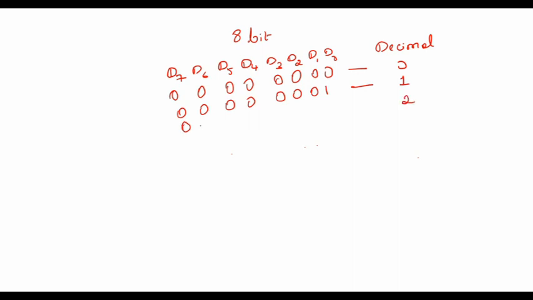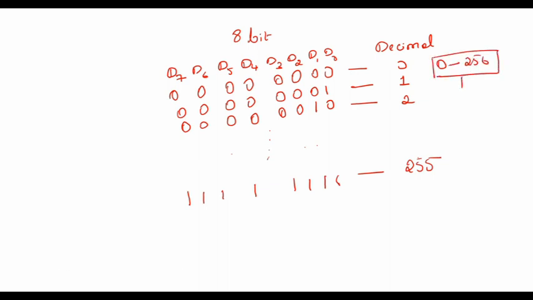The 2 is 0000 0010. And so on, if I keep writing these numbers, it will go up to 1111 1111. This is 255. So this is the possible range. The numbers between 0 and 255 are unsigned. This is what I call unsigned.